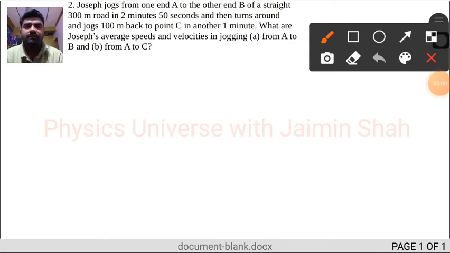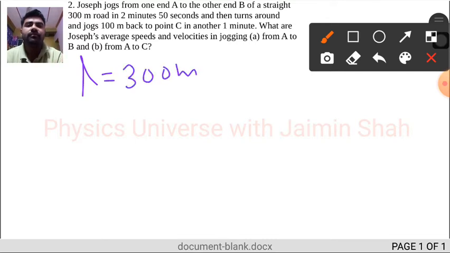Question is, Joseph jogs from one end A to the other end B of a straight line 300-meter road. So here we have length, L is equal to 300 meters. Timing is 2 minutes 50 seconds. So directly I will convert 2 minutes into seconds, that is 120. 120 plus 50, 170 seconds.